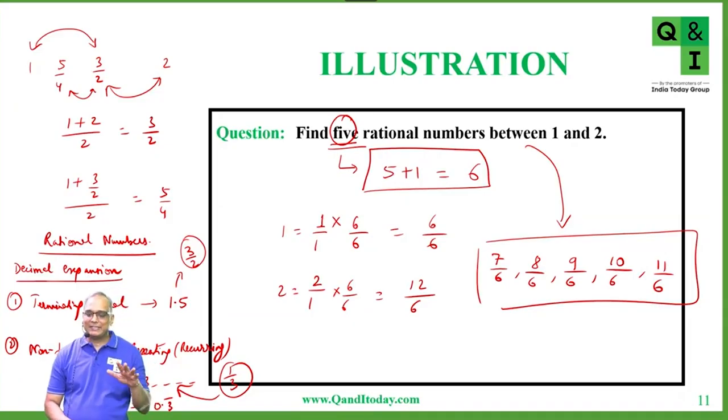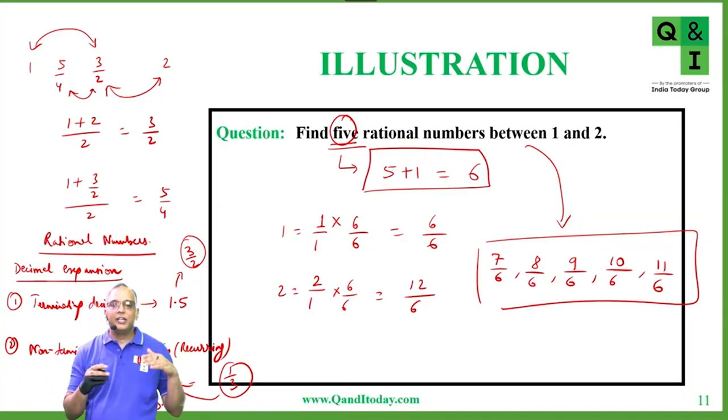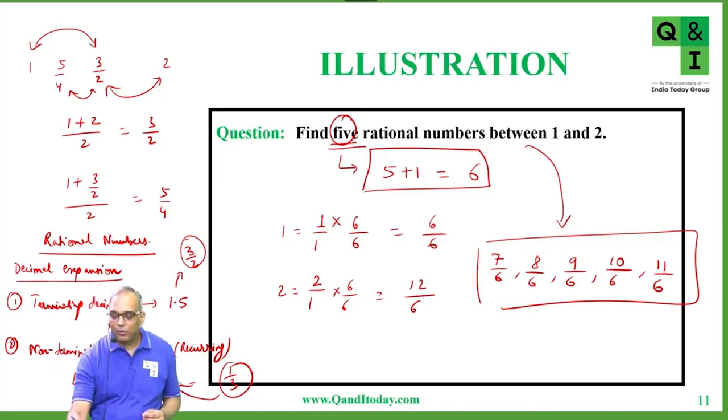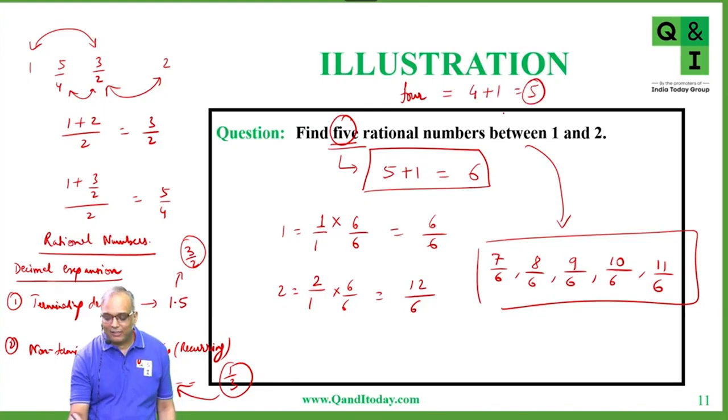I'll repeat the step. If we have to introduce, for example, 4 rational numbers between 1 and 2, what are we going to do? We will add 1 to it. This will become 5. Then we will multiply both 1 and 2 by 5 in numerator and denominator.